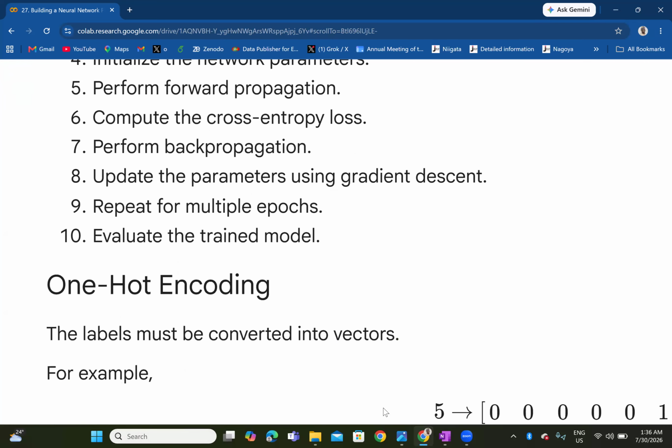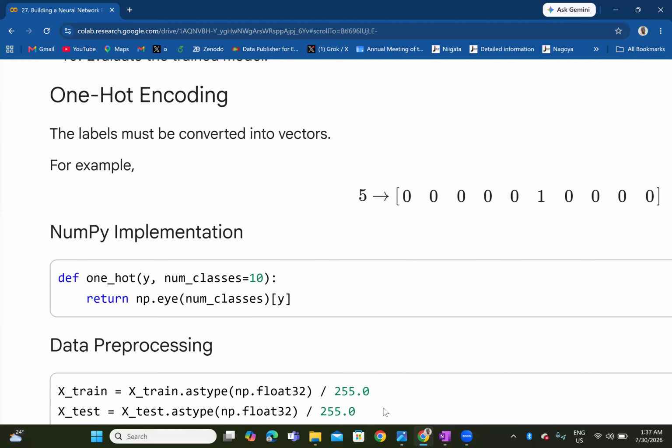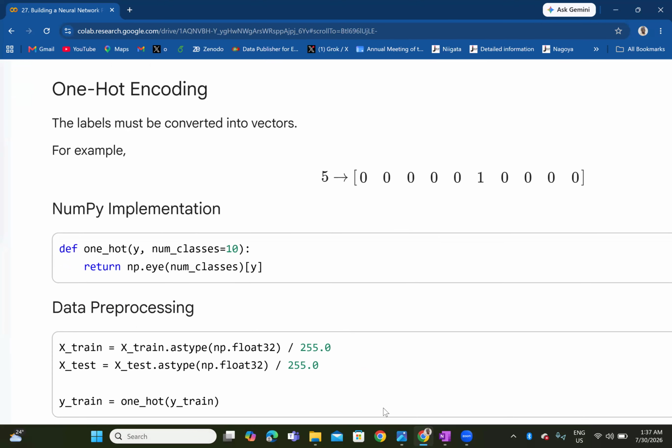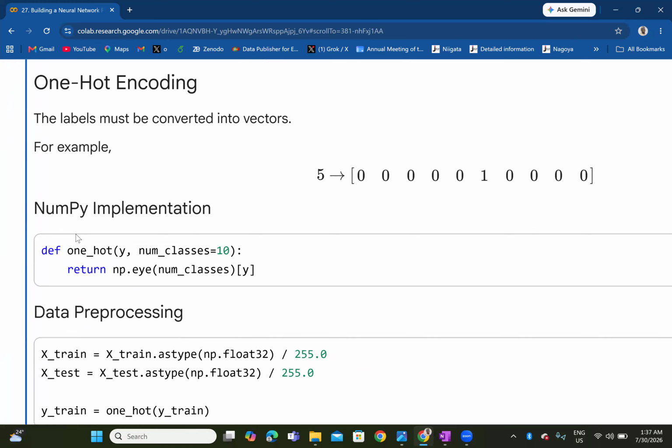So you keep evaluating until you get a result that is acceptable given the loss it gives. The labels must be converted into vectors. For example, 5 has to be something like 0, 0, 0, 0, 0, 1, 0, 0, 0, 0. So when you are dealing with 5, the one-hot encoding will put 1 in the place of 5, that's 0, 1, 2, 3, 4, 5. The NumPy implementation is: define one_hot(y, num_classes=10), return np.eye(num_classes)[y]. So for 5, you have 5 here, and 1 will be put there.